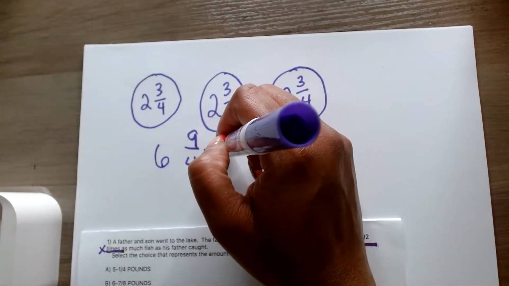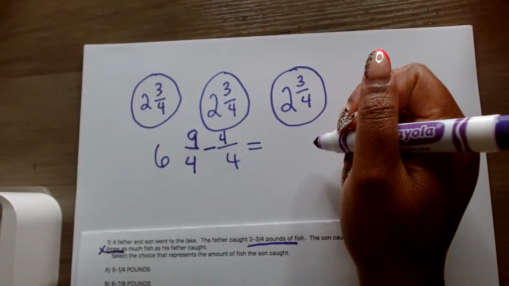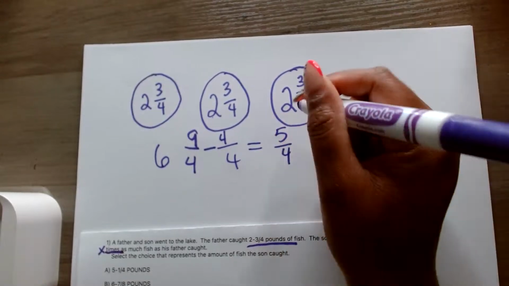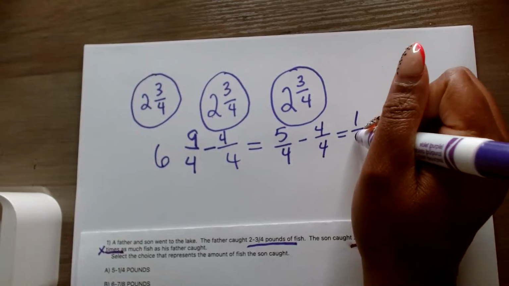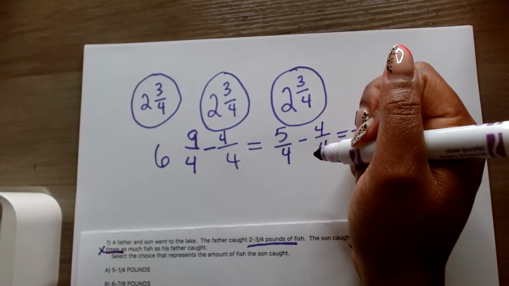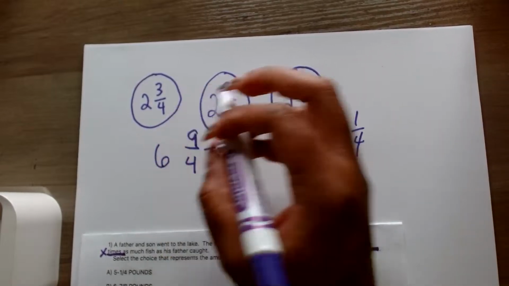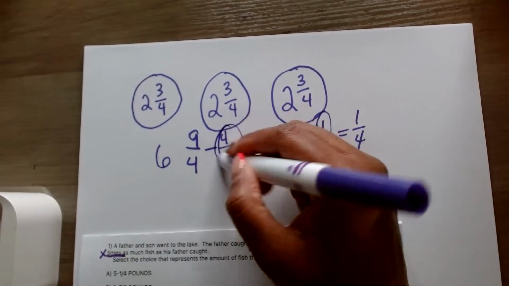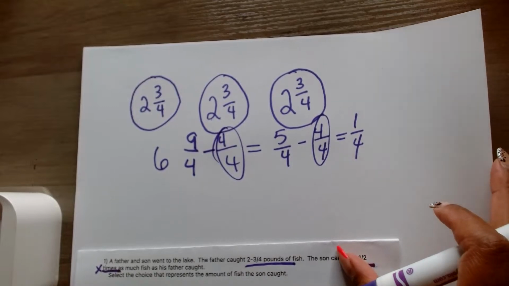So let's subtract 4 out of there. 9 minus 4, we get 5/4, and then we can subtract the 4 again. We get a 1/4. And so we will get some wholes.